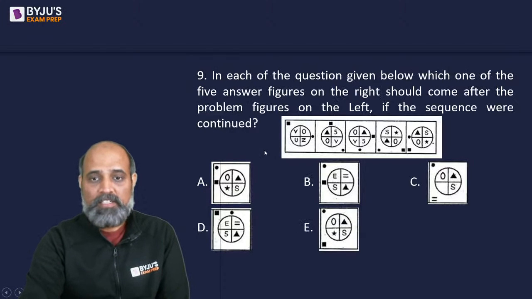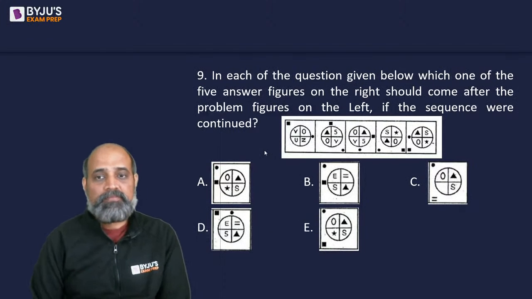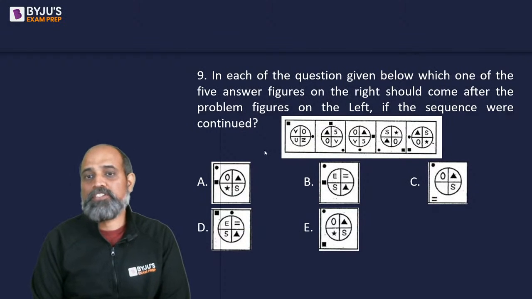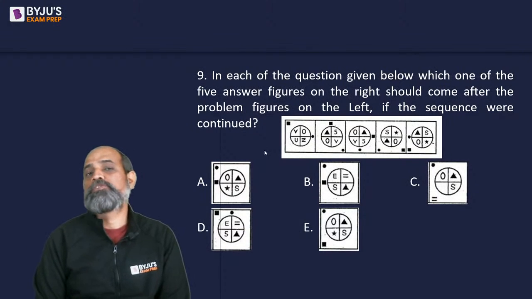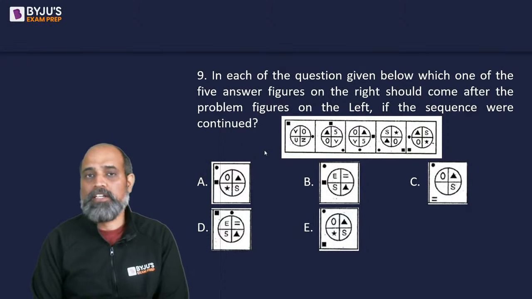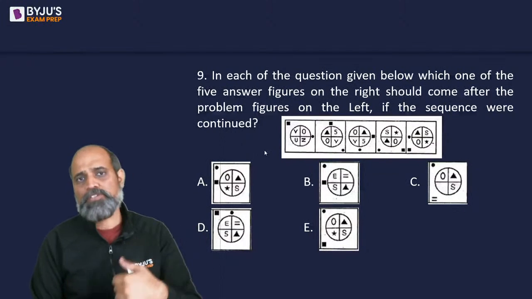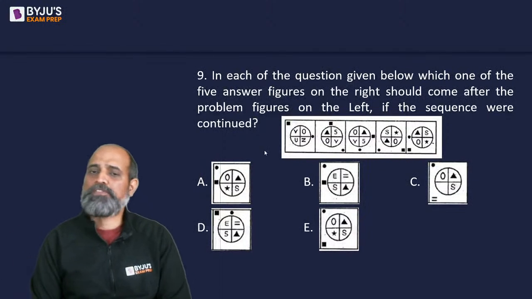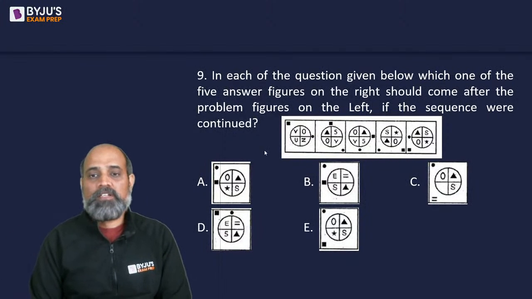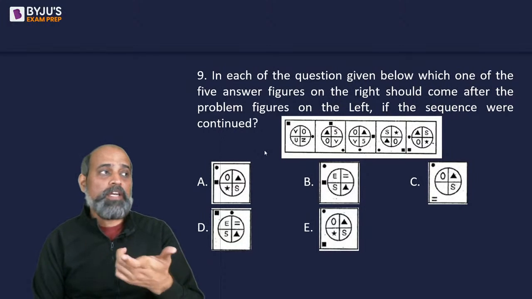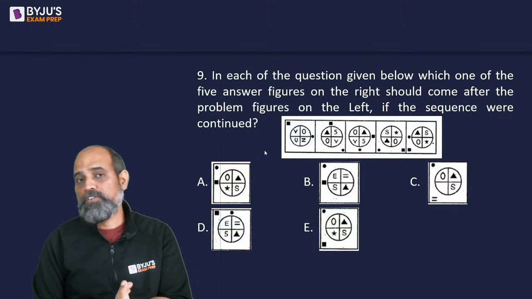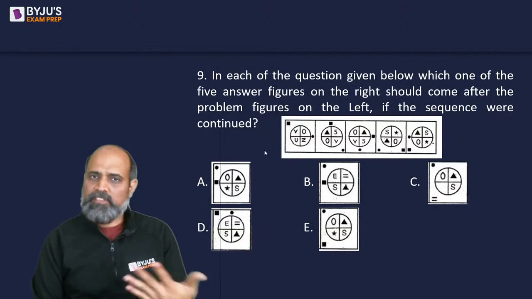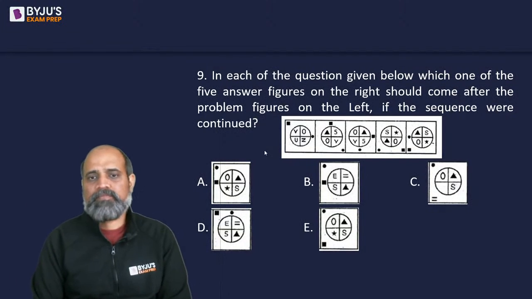Okay. Next one. In each of the questions given below, which one of the 5 answer figures on the right should come after the problem figures on the left if the sequence were continued? So this is very similar to the previous question. We don't have a question mark. We just need to find out the next figure after this 5th one. Okay. So in these questions, again, you can have pairs or you can have a group of 3 figures related, then the next 3 related. It can be anything, right?